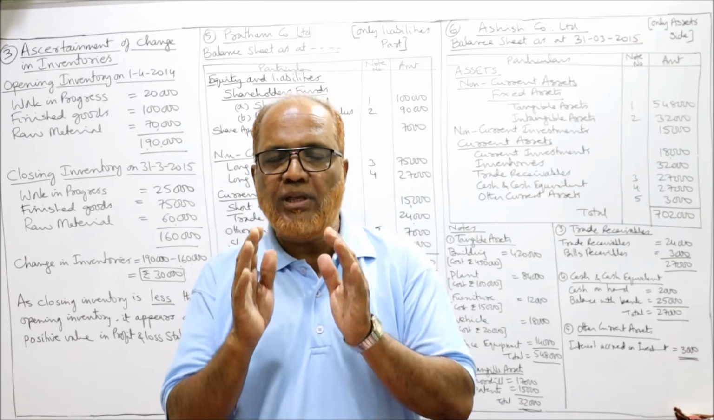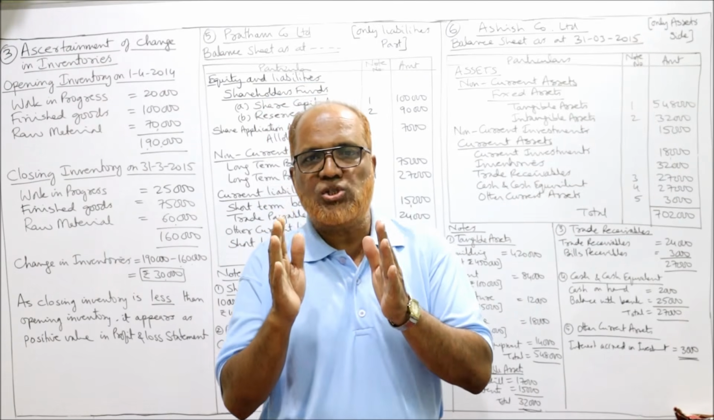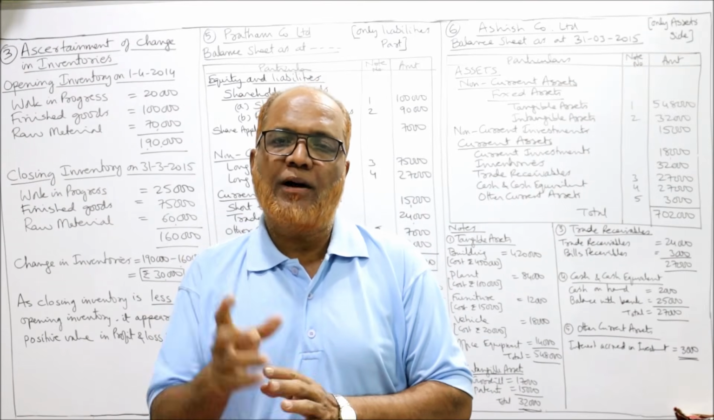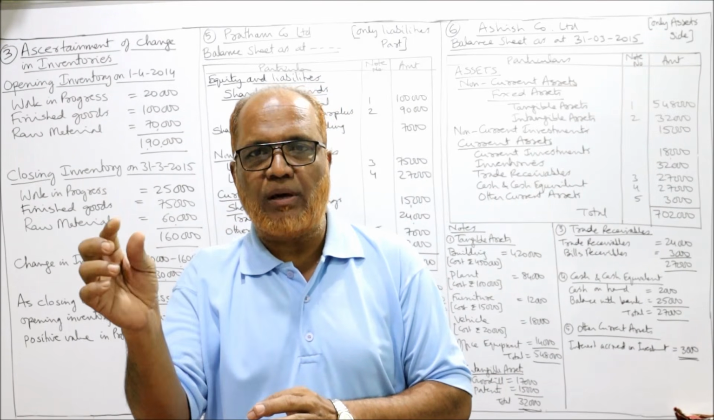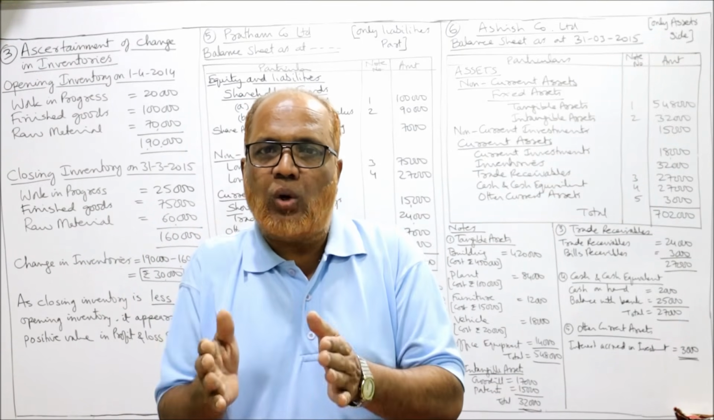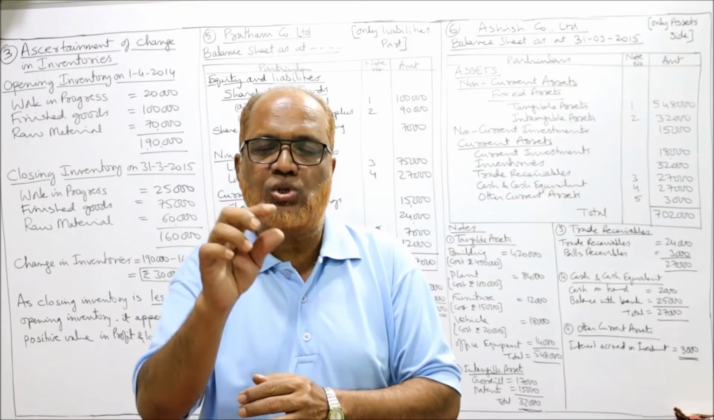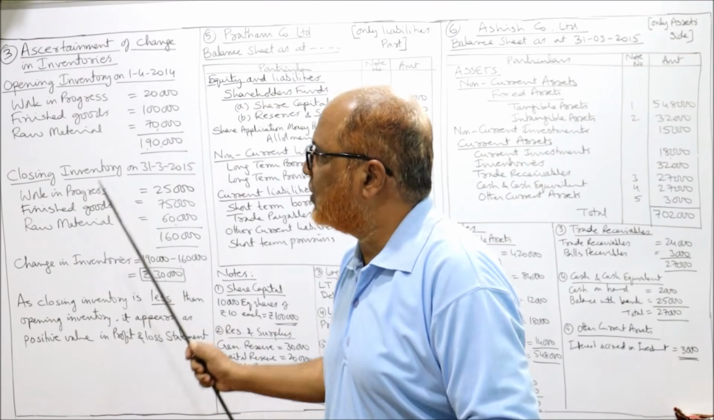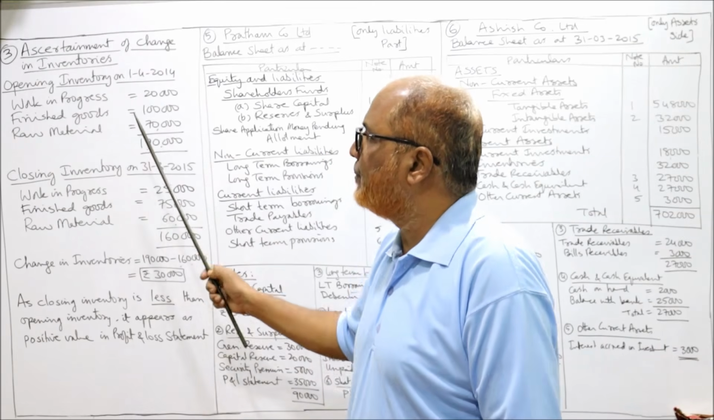So in the problem, we are given the opening stocks and closing stocks. We calculate the total of opening stock of WIP, opening stock of raw material, opening stock of finished goods. Similarly, the total of closing stock of finished goods, closing stock of WIP, closing stock of raw material. Then we can find out the change. Now you can see the solution here.